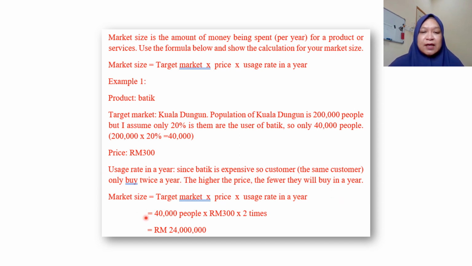So the market size is the target market times the price times the usage rate in a year. 40,000 people times 300 ringgit, the price of the batik, times 2, because the same customer buys twice a year. So it will be 24 million, the market size. Remember that the market size is actually the sales of all the same product, all the batik in that area, in Kuala Lumpur, including your batik later and also all your competitors.